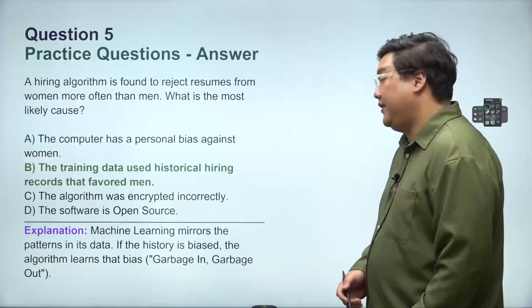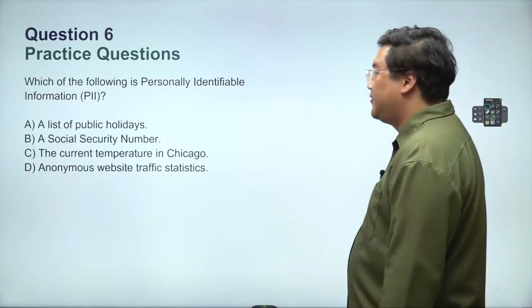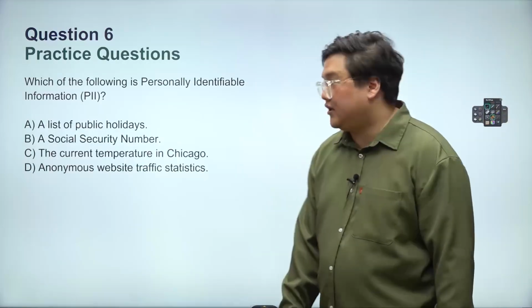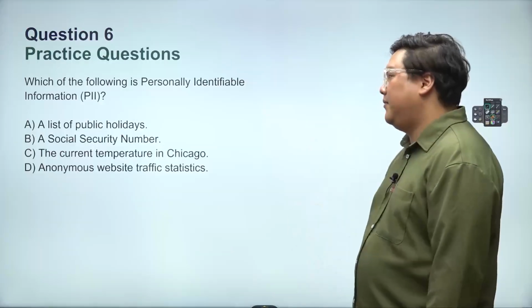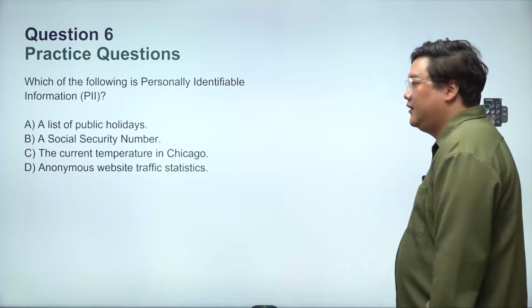Yeah. So this is going to be B. All right, which of the following is personally identifiable information? So a list of public holidays, yep. Social security number, that's the most obvious one, right?